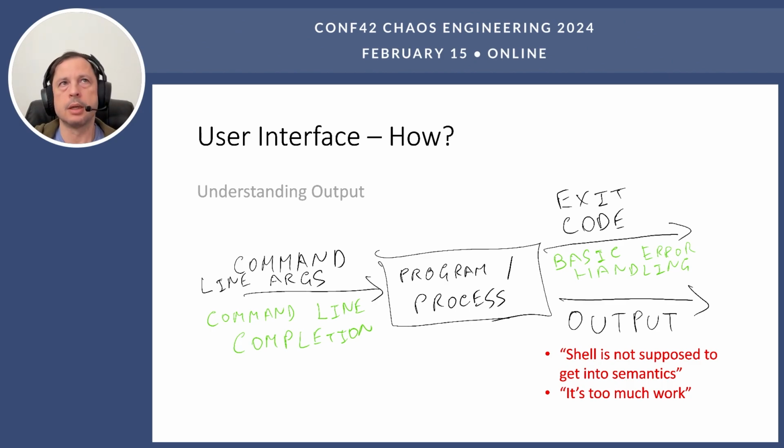And to do all of that, semantic understanding and semantic work with objects, what do we need to do? We need to understand the output. The typical concern, or objection, or argument against that is, first of all, the shell is not supposed to get into semantics, and it's too much work. I want to refute these two arguments immediately by looking at what we already have. Let's look at the exit code of a process. The shell has to understand that in order to do even basic error handling. And the shell has been understanding exit codes for a long, long time.